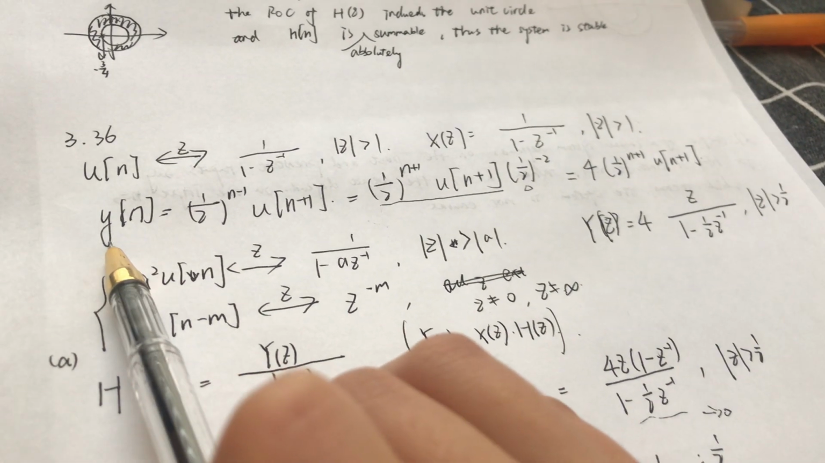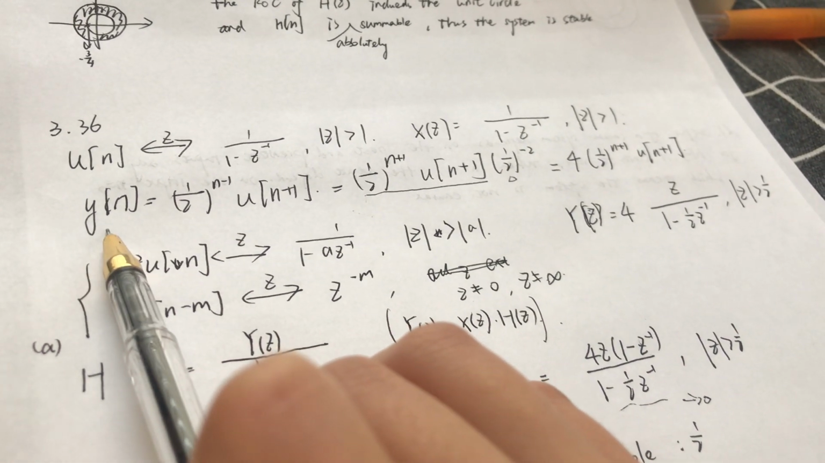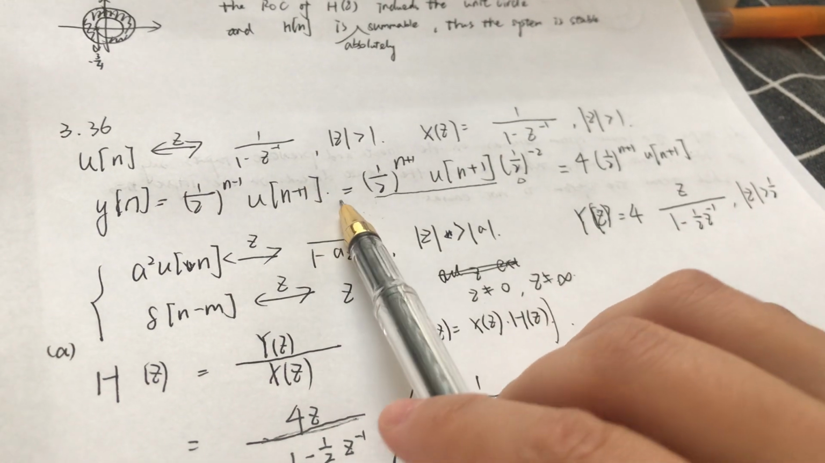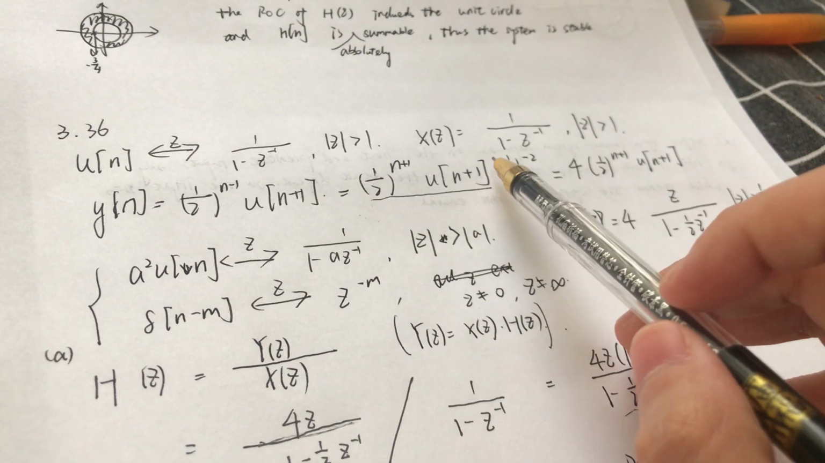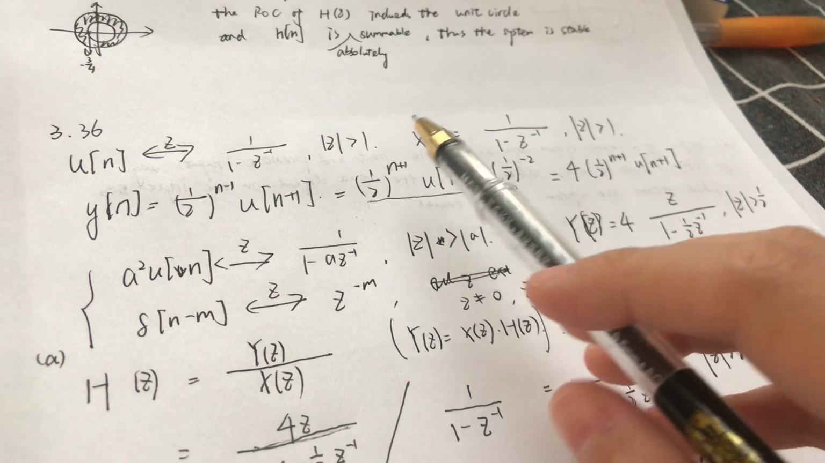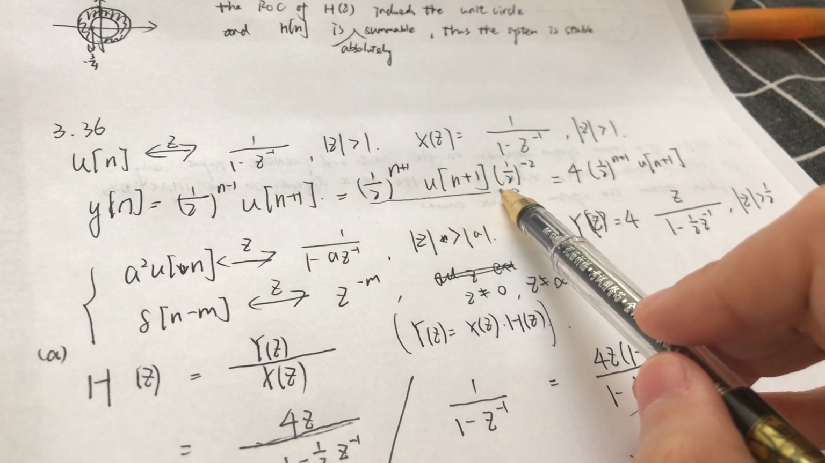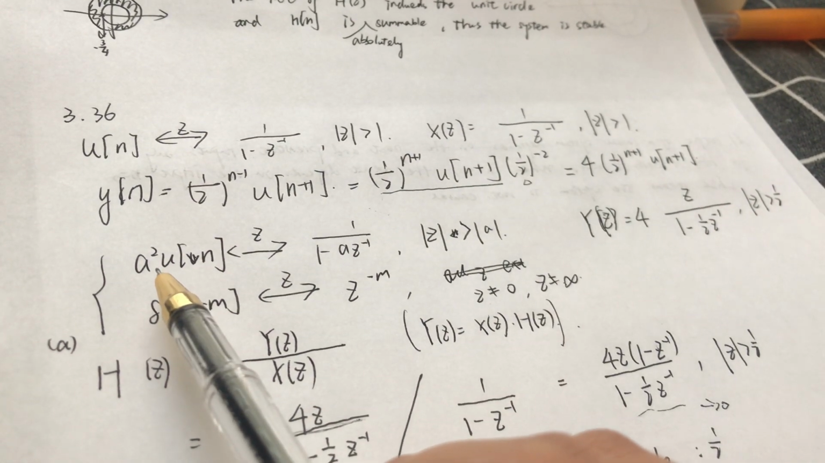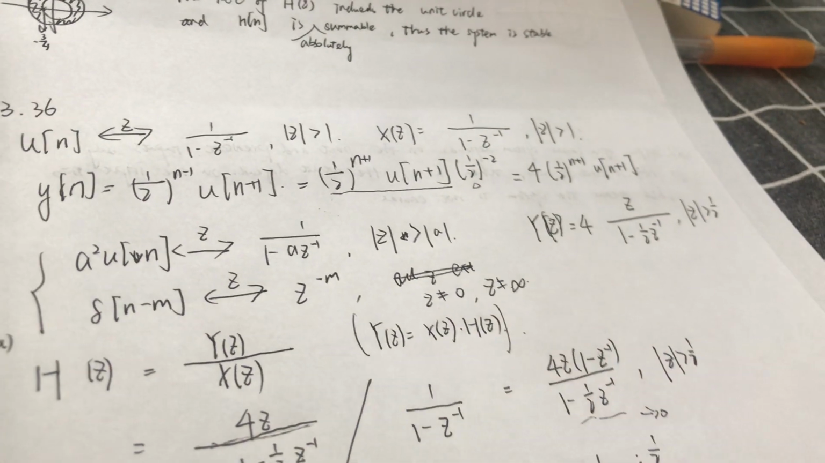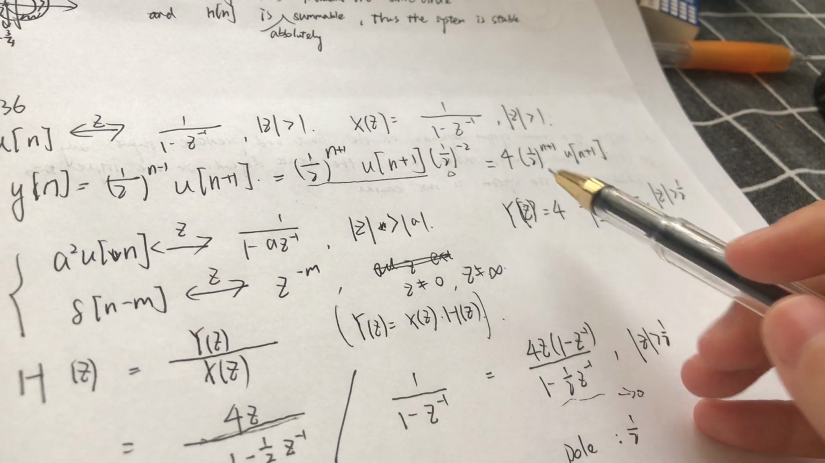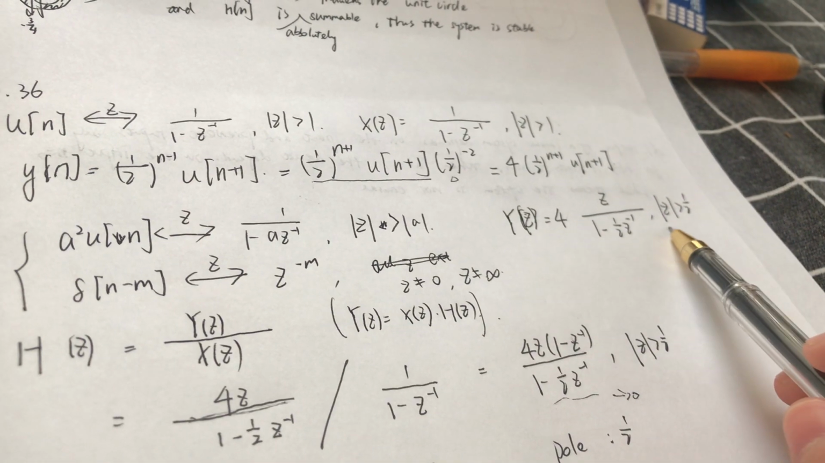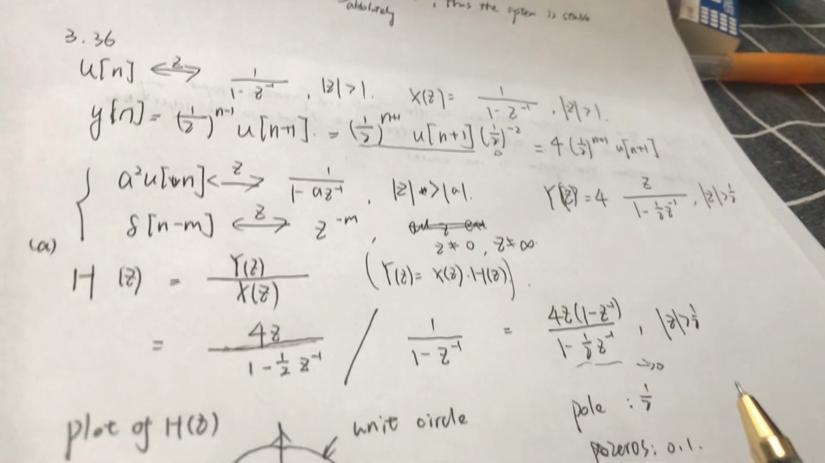And look at the output y[n]. What I do is just put out (1/2)^n times u[n] minus 2. So for this part, we could use Z transform pairs like this. So we could easily get this one. This is a constant from this one, with the region of z bigger than 1/2.